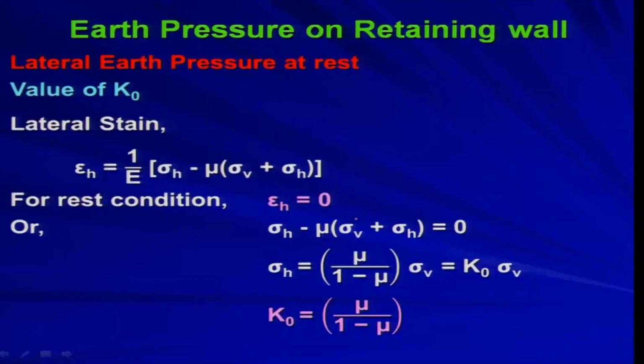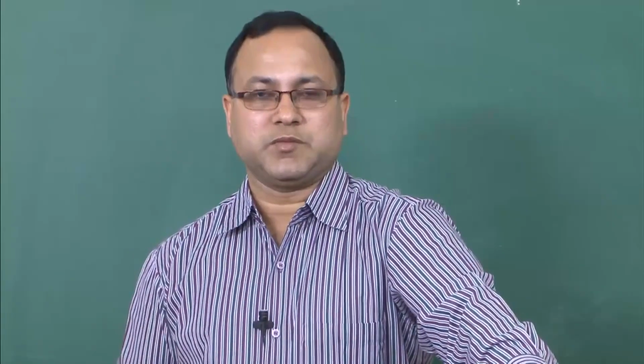Lateral strain, you know from Hooke's law, is given by this expression. This is very simple, coming from your mechanics: epsilon h, that is your lateral strain, is equal to 1 by E into sigma h minus mu into sigma v plus sigma h, because this is a 2D plane strain problem. So, epsilon h is given by this expression, coming from Hooke's law.